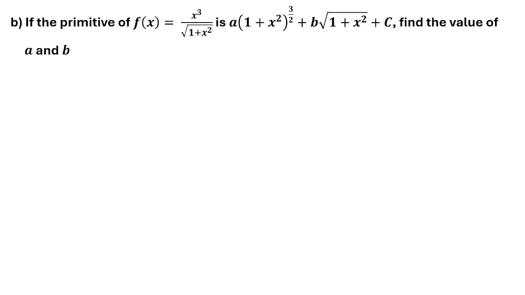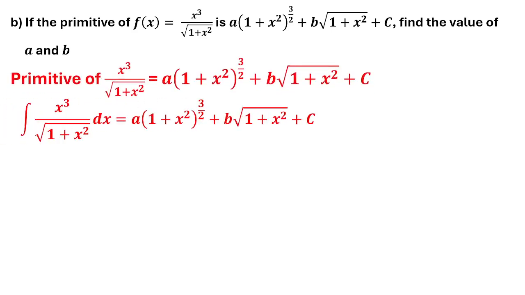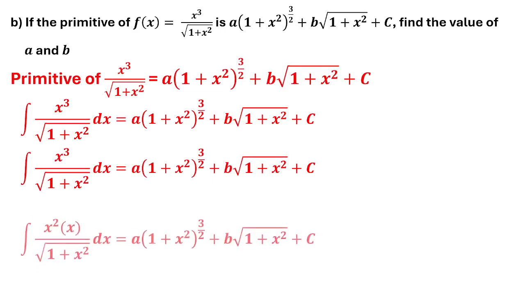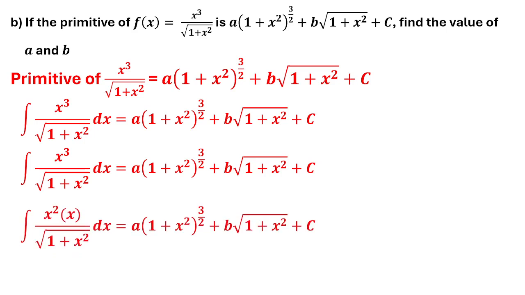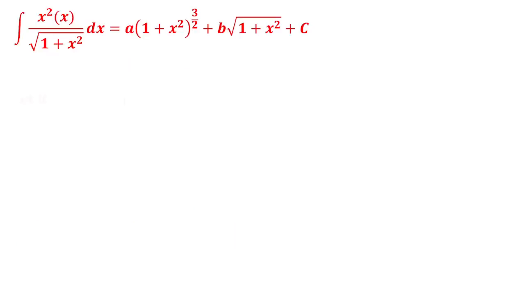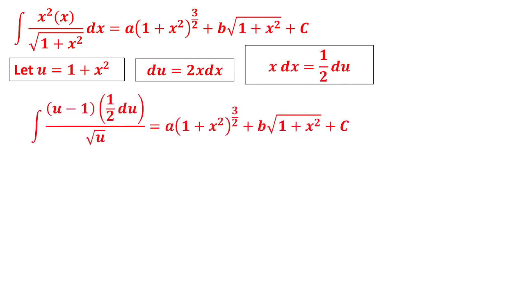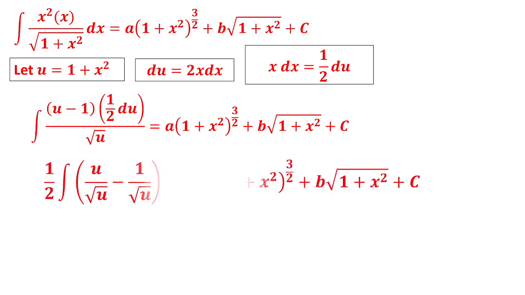Second question for 2 marks once again. They want the primitive. What do you mean by primitive? Primitive is once again antiderivative. We have to find the antiderivative of the function and equate it to a into (1 plus x square) whole power 3 by 2 plus b into root 1 plus x square. Now in this problem, x cube upon root 1 plus x square, therefore write x cube as x square into x, and now do the substitution: 1 plus x square as u, it will become u minus 1 into half into du by root u.